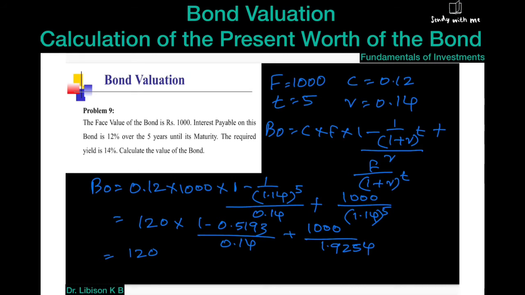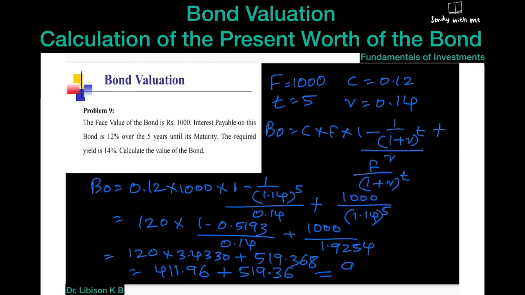So it becomes 120 multiplied by 3.4330 plus 519.368. So your final answer will be 411.96 plus 519.36 is equal to 931.32. So B0 is equal to 931.32.